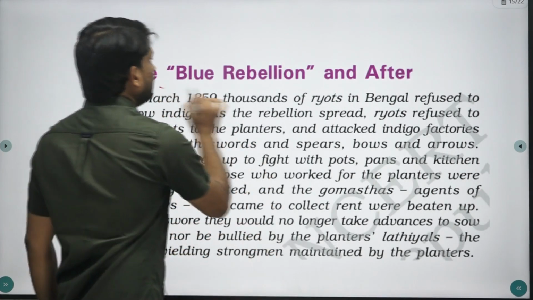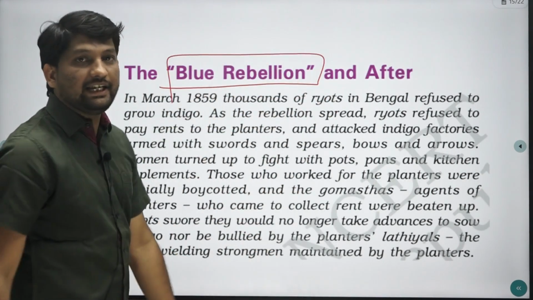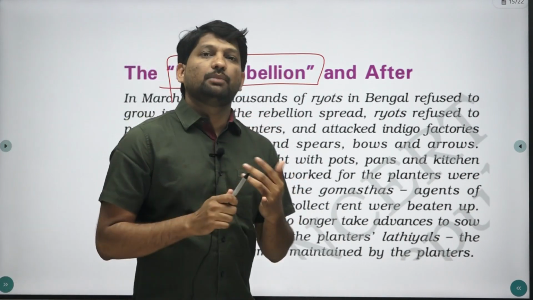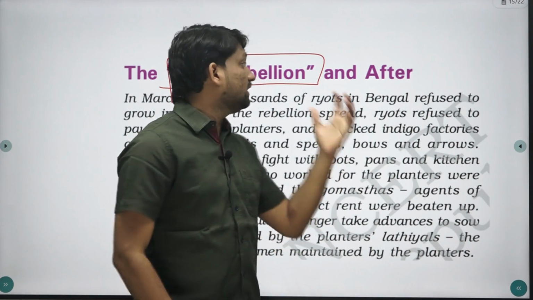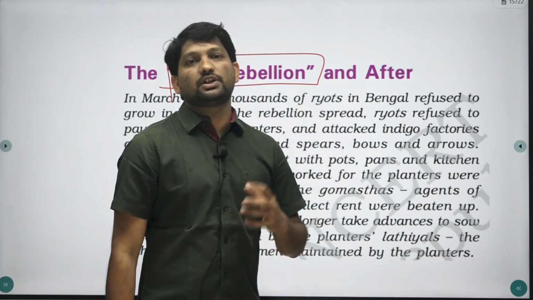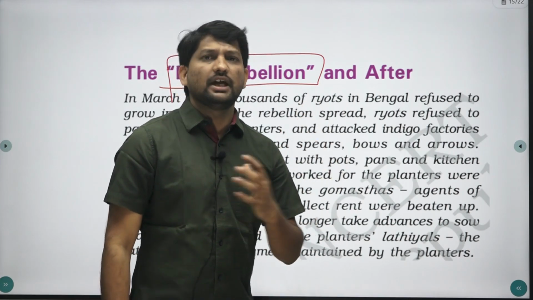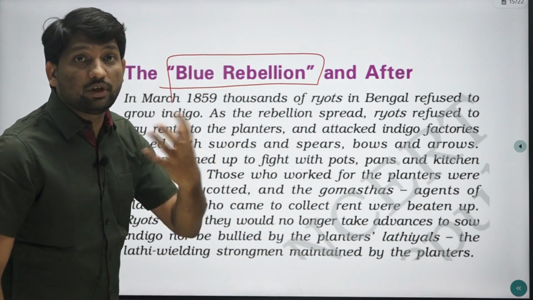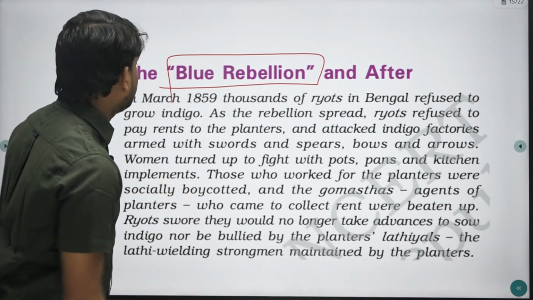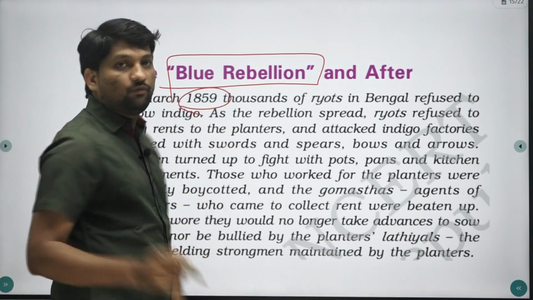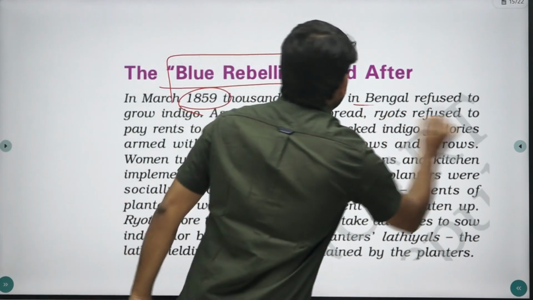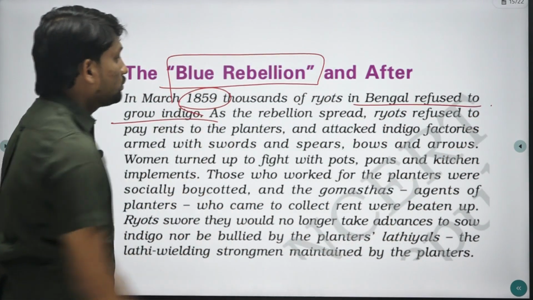Now we will see the Blue Rebellion or Indigo Revolt or Nil Bidroh. See, until now there were many problems for the cultivators. Even in this indigo cultivation, the rayati cultivation was extremely oppressive. Finally, the rayat or cultivator responded with resistance and revolt in 1859. And first of all, they refused to grow this indigo. The rayat in Bengal refused to grow indigo.